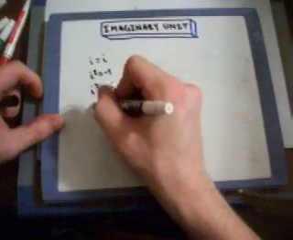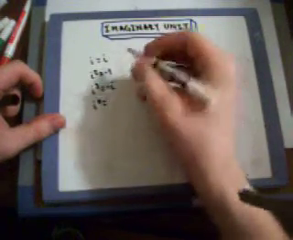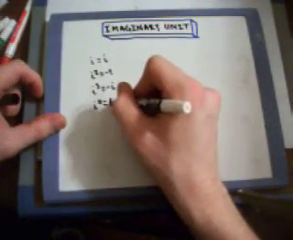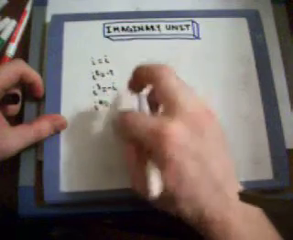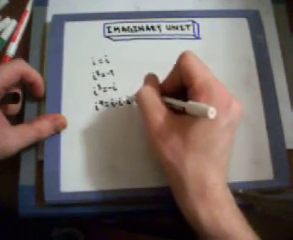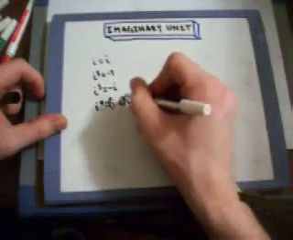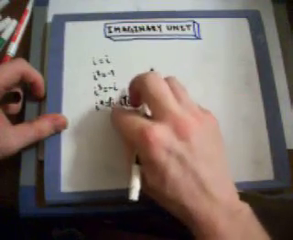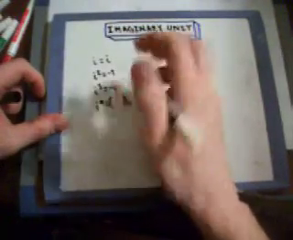i to the 4th, that's just equal to, well, getting ahead of myself, i times i times i times i. I'll group them like I did before. That's i times i, or i squared. I could write it i squared.